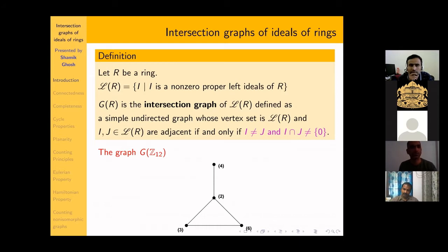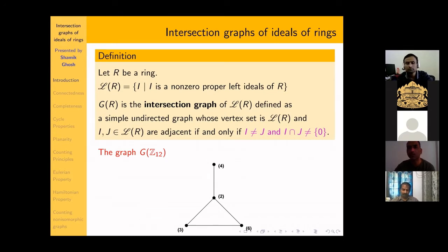So you see that the intersection of the ideal generated by 2 and the ideal generated by 4 is basically the ideal generated by 4, because 2 generates the elements 2, 4, 6, 8, 10, and 0, that is 12. And 4 generates 4, 8, and 12, that is 0, and that is a subset of the ideal generated by 2. So their intersection is non-zero, and you see they are joined by an edge.